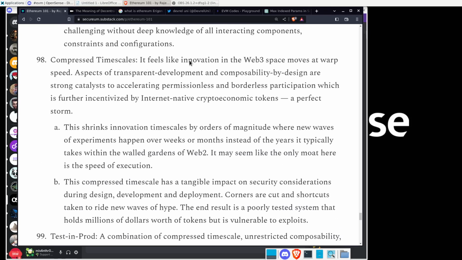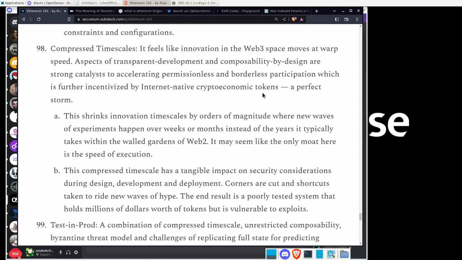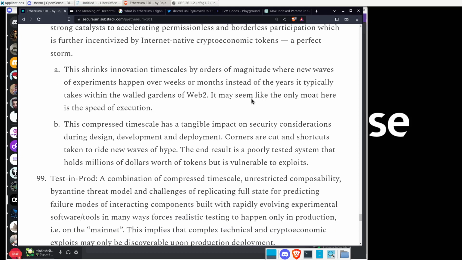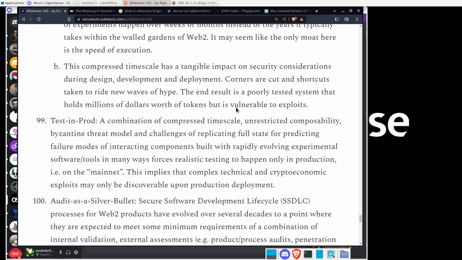It feels like innovation in the Web3 space moves at warp speed. Aspects of the transparent development and compatibility by design are a strong catalyst to accelerating permissionless, borderless participation. It is further incentivized by internet native crypto economics tokens. This shrinks the innovation timescale by orders of magnitude. There's a very beautiful way of putting it, where new waves of experiments happen over weeks, months, instead of years. It's very true. The compressed timescale has a tangible impact on security considerations during the design, development, and deployment.